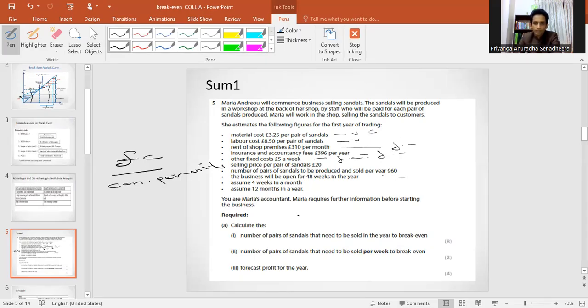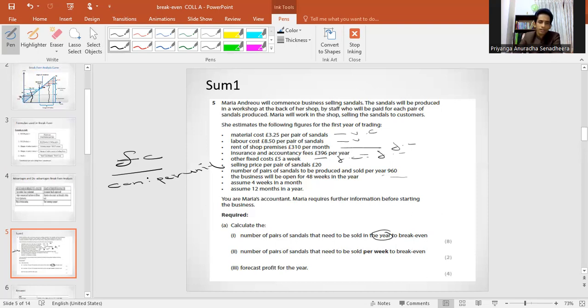Another thing when you are reading, remember the number of pairs of sandals to be sold in the year. It's very important. A lot of students don't read this part, and sometimes they may ask for only a month, maybe for a year, it depends. So it's important to read and calculate according to that particular time. That's a very important point to know. Here it's given for 1 year. Now we will try to calculate the fixed cost first.